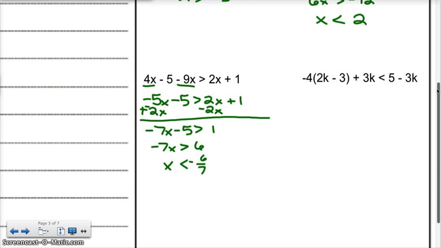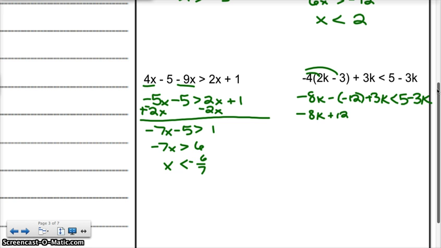I got to do all the steps here. First, distribute. Negative 8k minus a negative 12 plus 3k is less than 5 minus 3k. Wow. Okay. Zach, you should be ready when you're done. Negative 8k plus 12 plus 3k is less than 5 minus 3k. That was just me rewriting this step here, right here. That's what I did in this line. Okay?